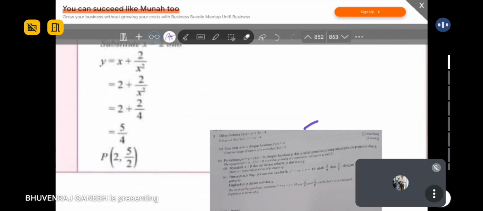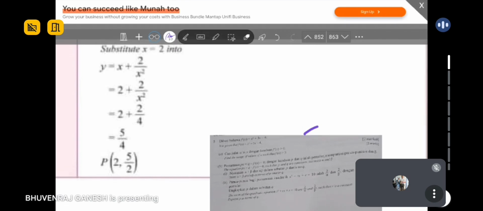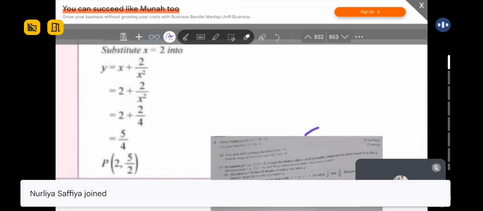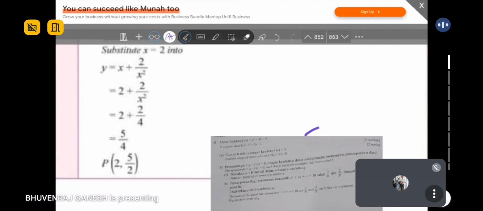So this is your answer. Mereka suruh cari coordinate P, so you write your answer in coordinate. Okay guys, a lot of you like to do like this. Kamu selesaikan dapat X, dapat Y, kamu henti kat situ. Betul? Kamu akan henti kat sini. You will stop your working over here.